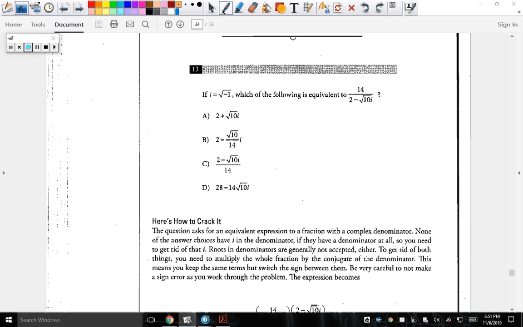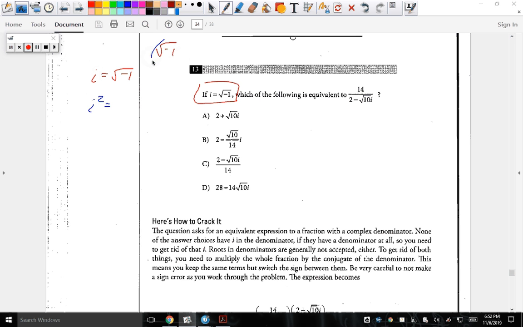All right, so here we go. 13 on page 212. This is huge. Usually it's memorized, but they gave it to you. Real quick, another thing that you should memorize is that if i is the square root of negative 1, what do you think i squared would be? Not 1, but just negative 1.